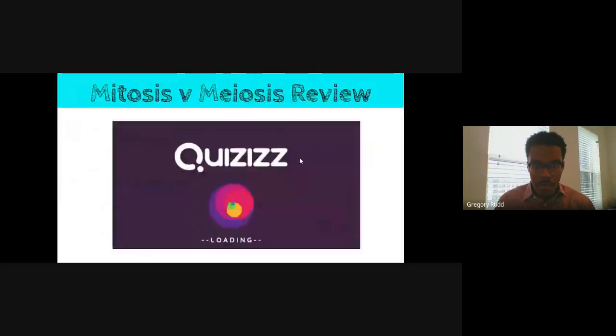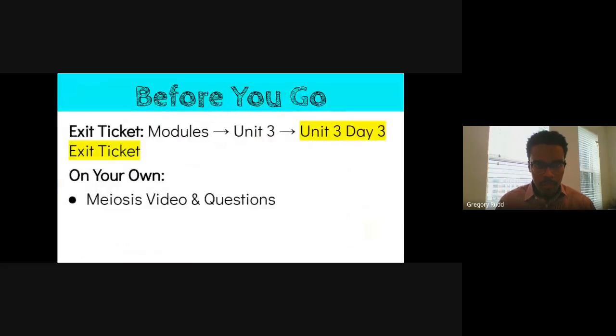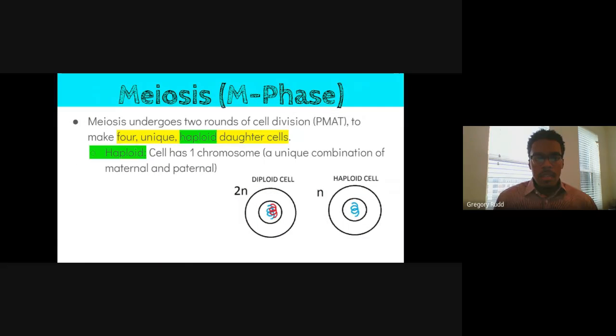Okay, so we still need to do some review on meiosis, clearly. Meiosis undergoes two rounds of cell division to make four unique haploid daughter cells. This is a very, very important sentence. If you have not been taking notes, please write this down. And if you did write that down yesterday, maybe you need to go back and highlight it or put a star by it or underline it, circle it a few times. That's very important there.